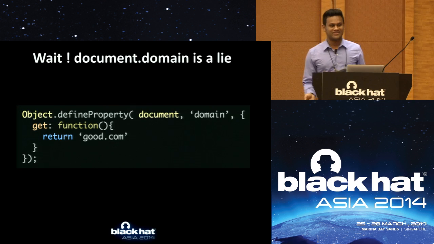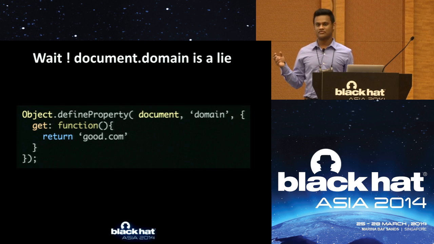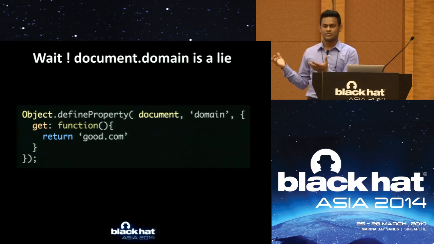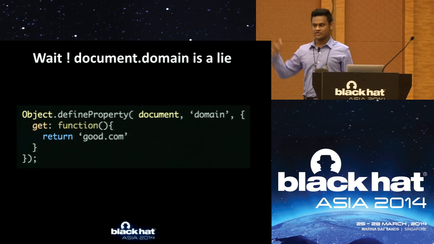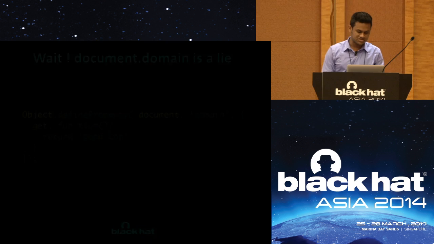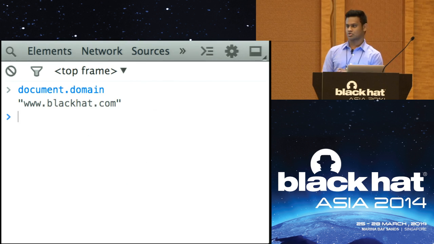Document.domain is also a lie, right? You can redefine document.domain and make it say anything you want. Something most of us wouldn't have believed in the first place, because we consider document.domain a security value which cannot be changed. For example, if you say document.domain equal to blah blah blah, it wouldn't work. But you can use Object.defineProperty on document.domain and change it just like this. So here your document.domain is blackhat.com.